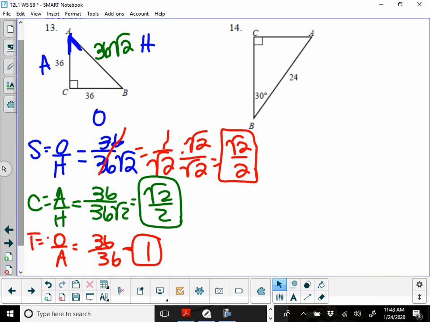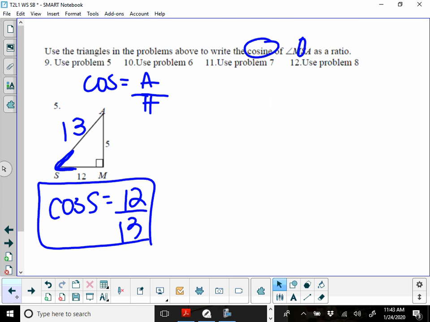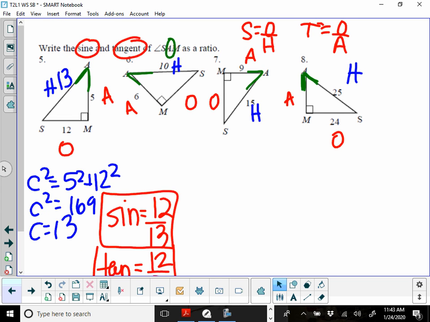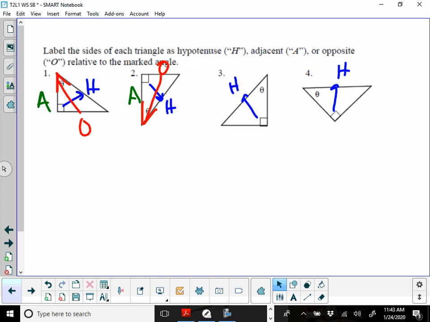Okay. So that gives you the 14 to do to finish up 10, 11, and 12, and to finish up 6, 7, 8, and you can do 3 and 4.